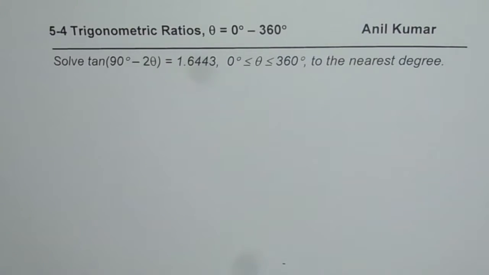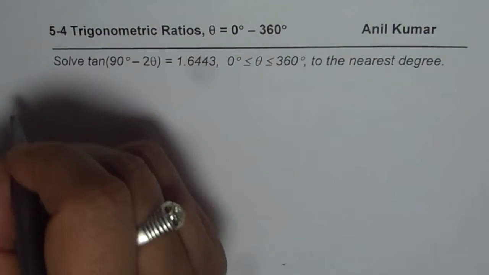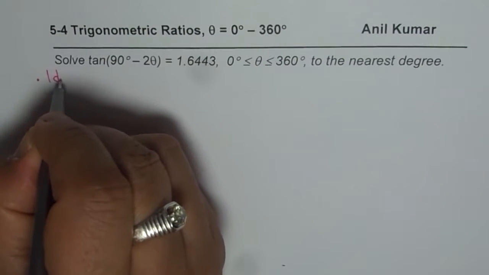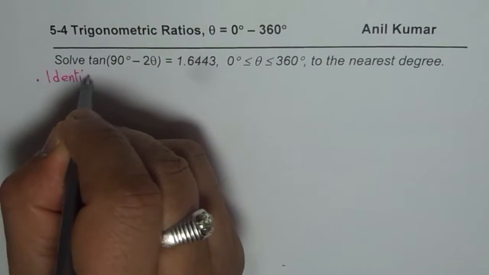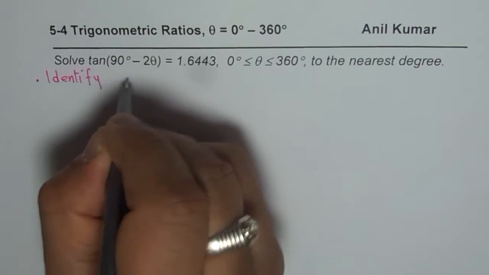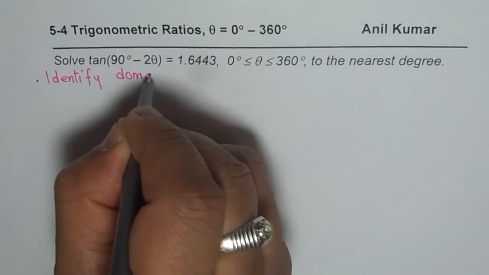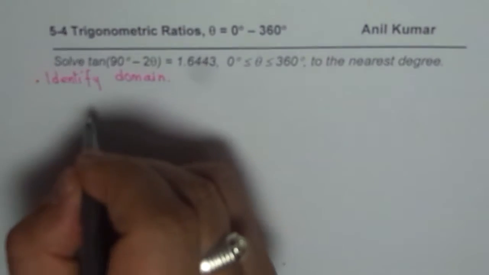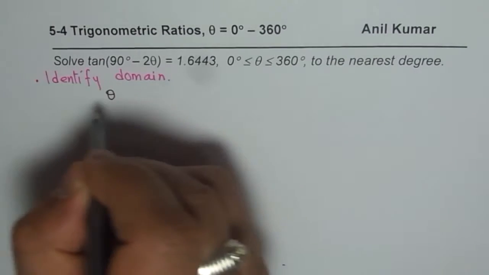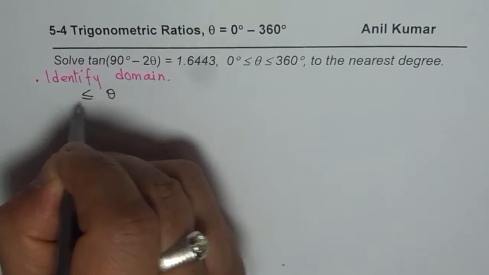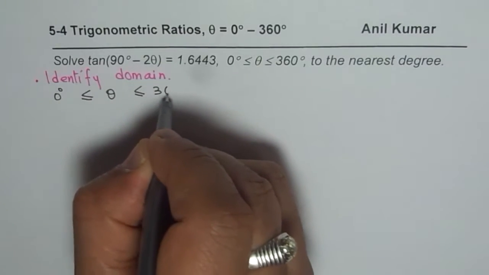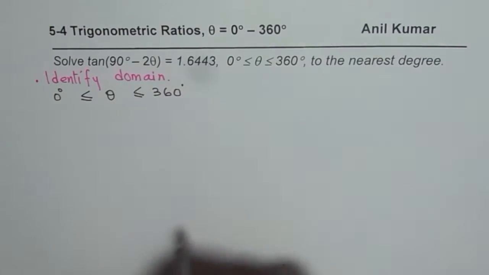So step number 1 in such questions is to identify the domain. That is the first step. Now how do we do that? For that, our domain given to us is theta, which is greater than or equal to 0 degrees but less than or equal to 360 degrees. This is what is given to us.